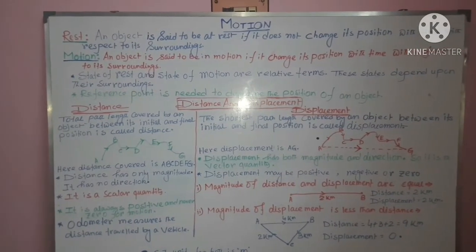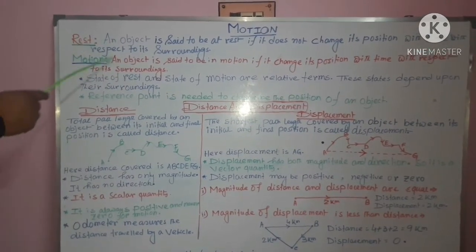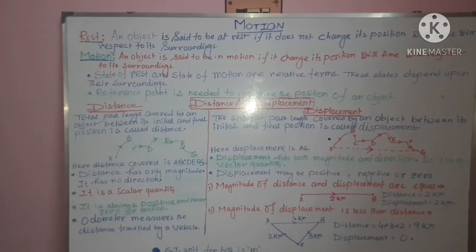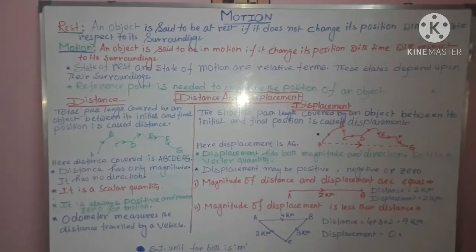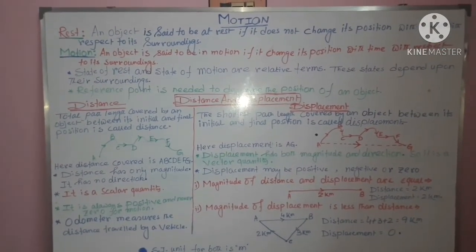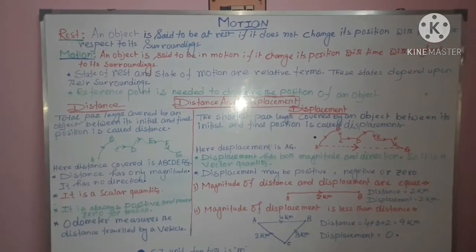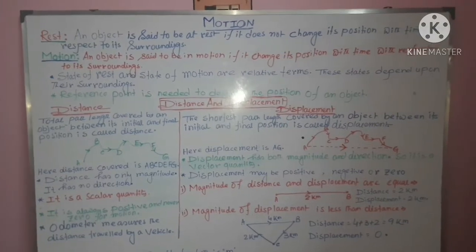Therefore, whenever you want to explain the terms rest and motion, you have to take the help of surroundings. Means we can say both rest and motion are relative terms.